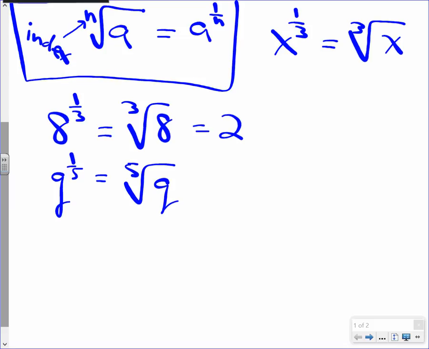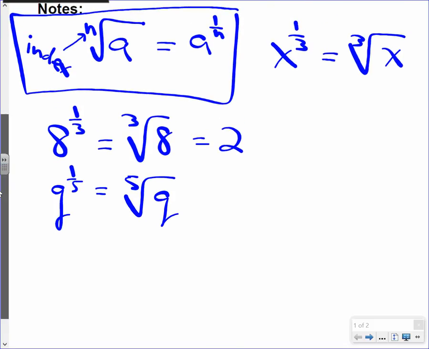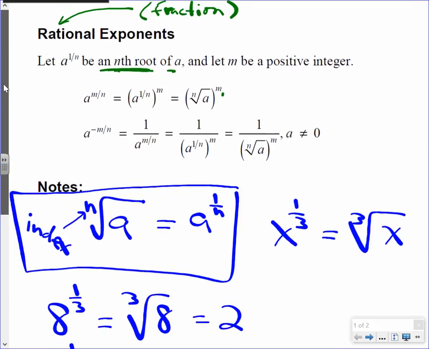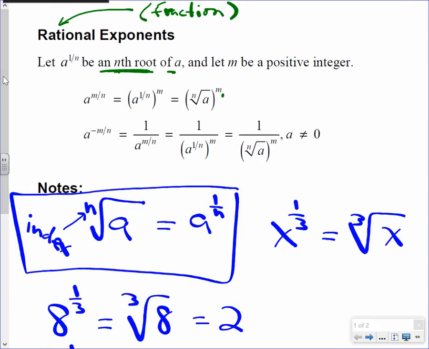Watch this. Tomorrow we're going to get into negative fractional exponents, so I don't want to give you nightmares tonight. We're just going to focus on this now. Okay? So a to the, look at the numerator and the denominator. The numerator becomes a power outside parentheses. And the denominator, like I just got through explaining, becomes the index of the radical.